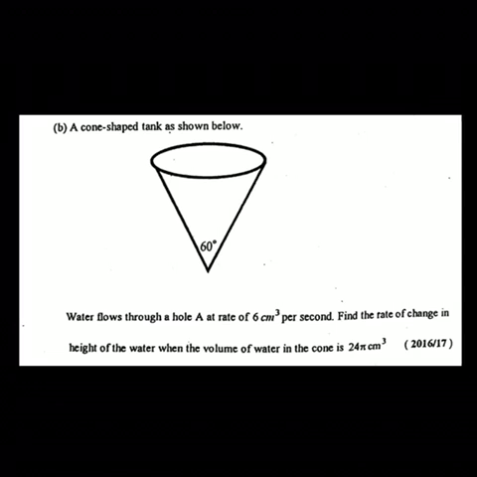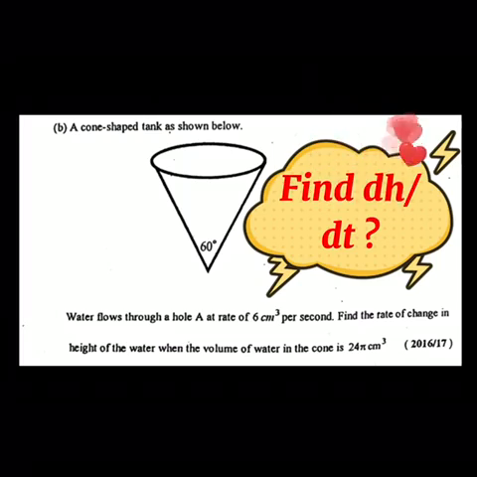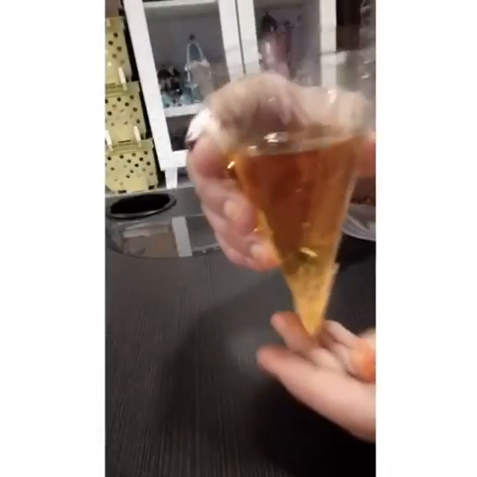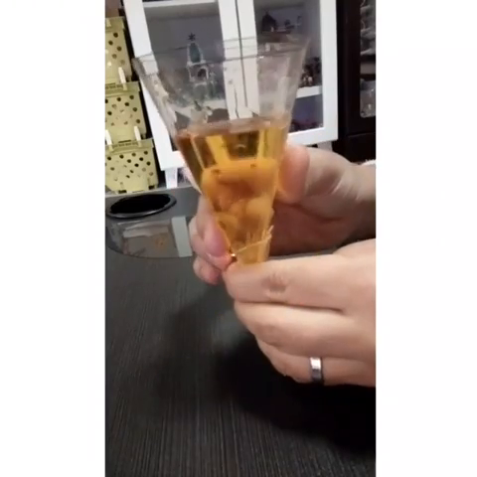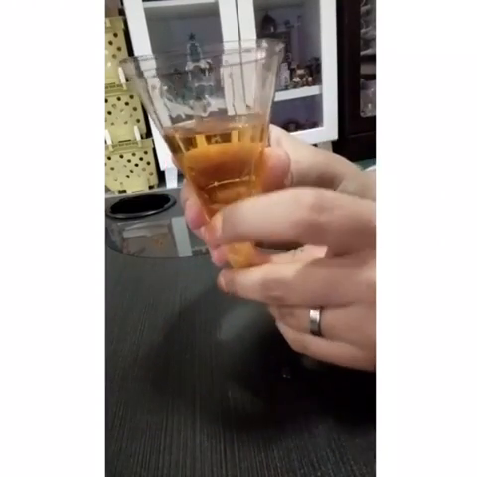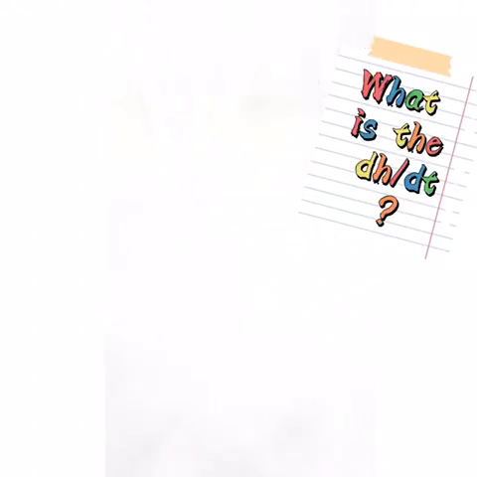We also know that V equals 24π cm³, and this question asks us to find dH/dt. The water flows through a hole A at a rate of 6 cm³ per second, and we need to find the rate of change of height of the water when the volume of the water is 24π.